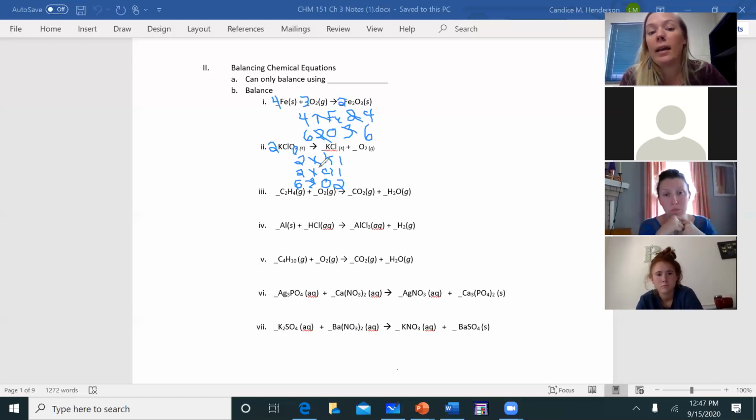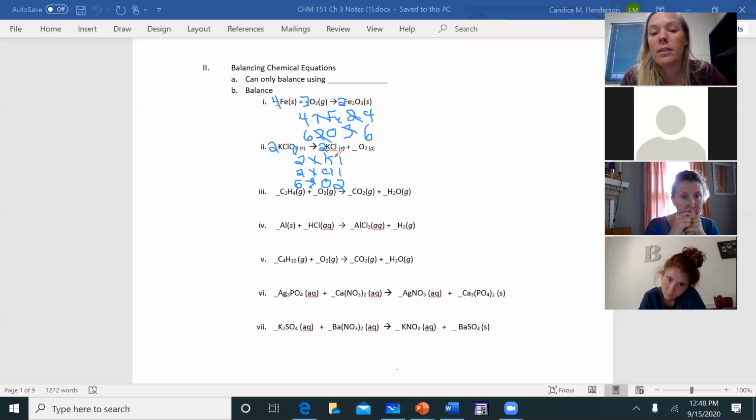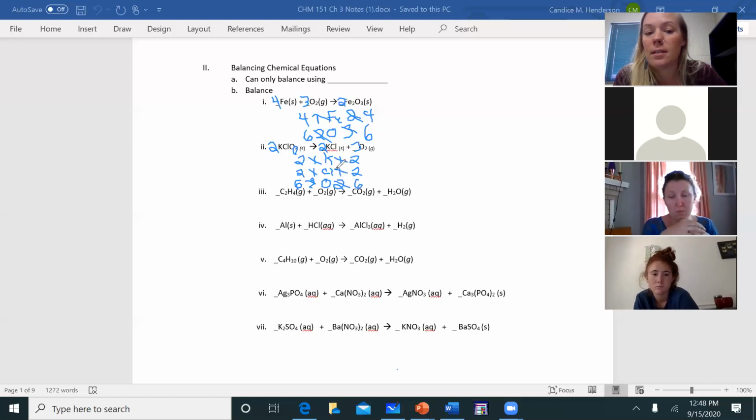Now I can go back and balance my other stuff. We can balance the metal first. We've got that K. So if I put a 2 in front of here, what does that do to this? It changes it to 2. My Cl also will change to 2. My oxygen is the last thing I need to balance. So I'm going to put a 3 in front of there, and that will change this to 6.